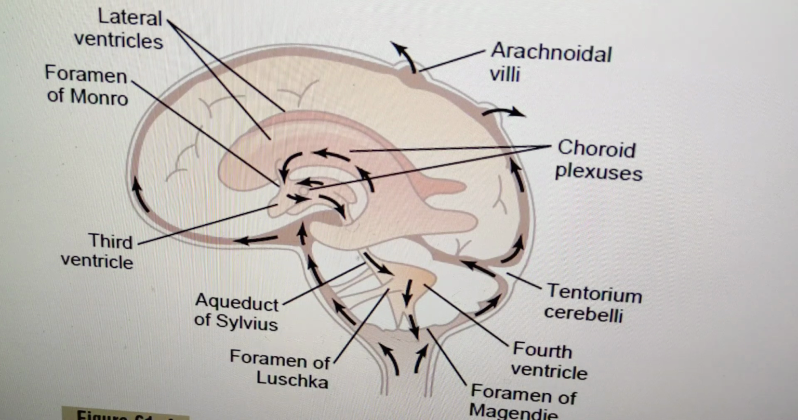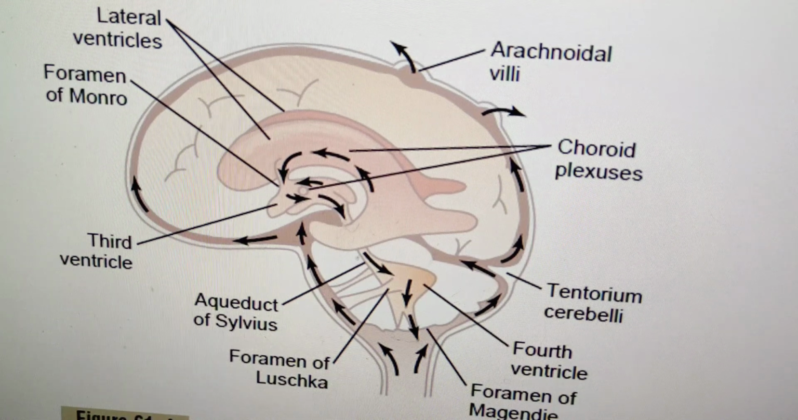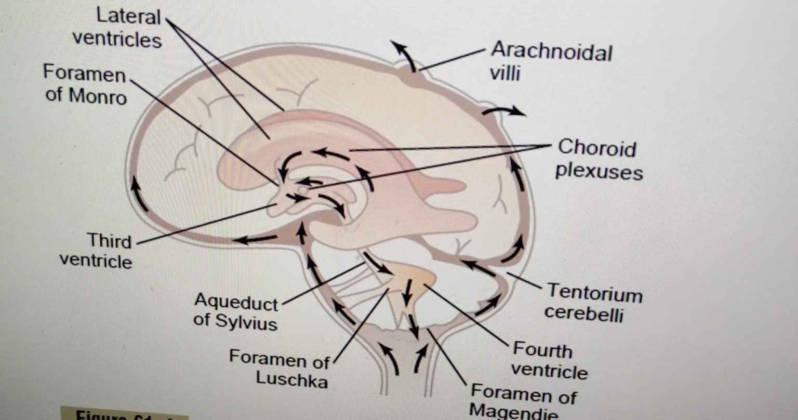And now about the absorption of the CSF. CSF is absorbed through the arachnoid villi and granulations and drained into the cranial venous sinuses. It is also absorbed partly by the perineural lymphatics around the first, second and eighth cranial nerves and by the veins related to the spinal nerves.